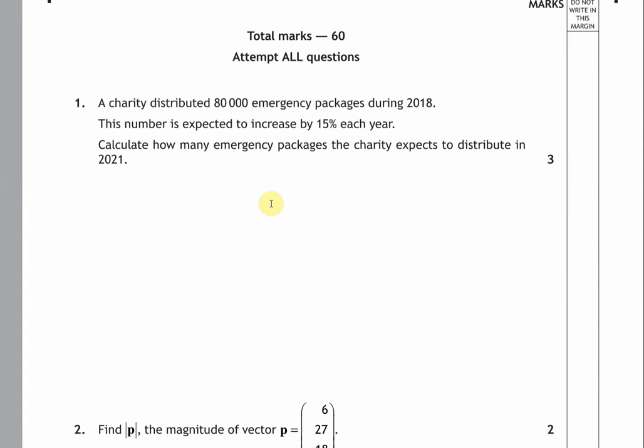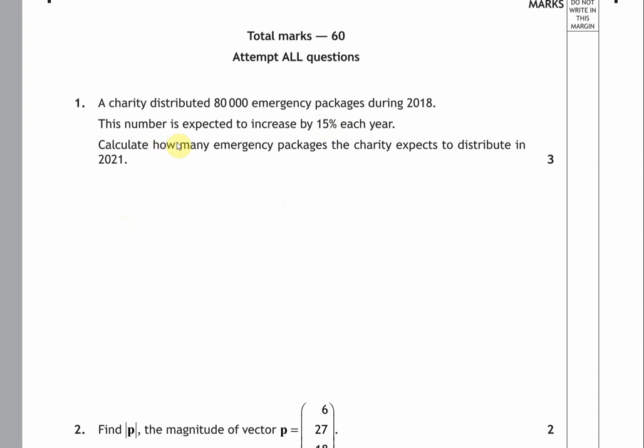So question number 1 says we have a charity that distributes 80,000 emergency packages during 2018, and this number is expected to rise by 15% each year. We need to calculate how many emergency packages the charity will expect to distribute in the year 2021. This is essentially compound interest, because we have a percentage increase every year over an extended period of time.